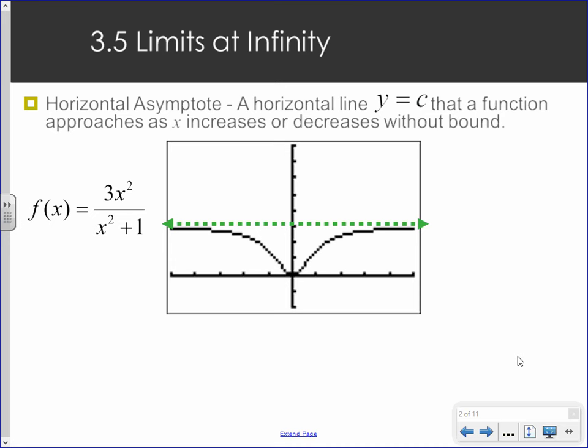Okay, so why am I reminding you about horizontal asymptotes? Today we are going to look at limits towards infinity. So Friday we looked at limits of infinity. When we were approaching our vertical asymptotes, our limits were either positive or negative infinity. Today we're going to look at limits as x approaches infinity or limits as x approaches negative infinity.